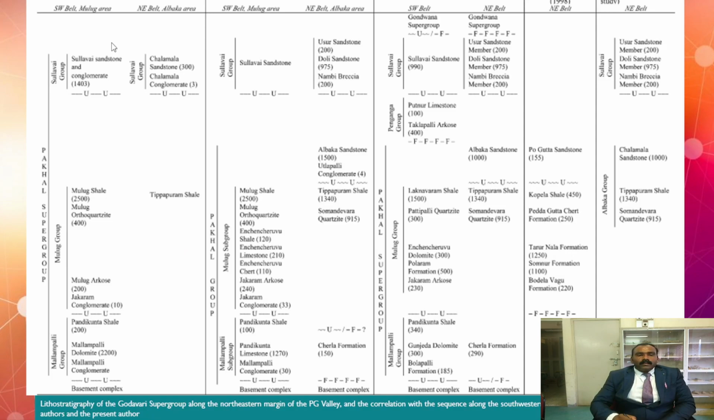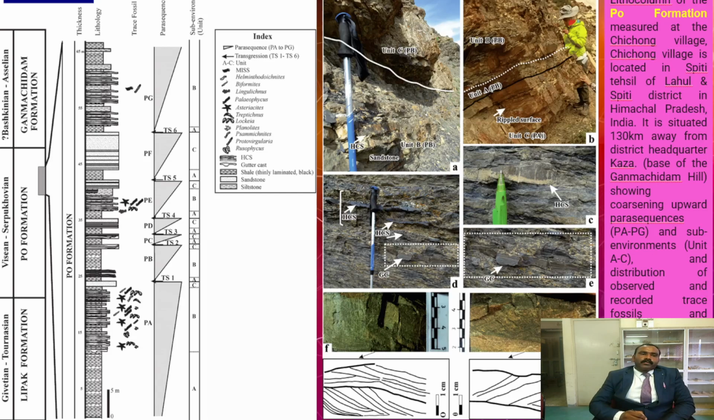Coming to the subdivisions of the Pakhal supergroup, Subaraju, Srinivasa and other workers have given the details of the stratigraphy of the Pakhal group. Coming to the Po formations, this is a litho column of the Po formations, in which we may have different kinds of fossils and shells, which show different lineations, and ripple marks and other sedimentological features are also recorded in the Po formations, which is measured at Chichang village, and Chichang village is located in the Spiti Tehsil, Lahul and Spiti districts of Himachal Pradesh.